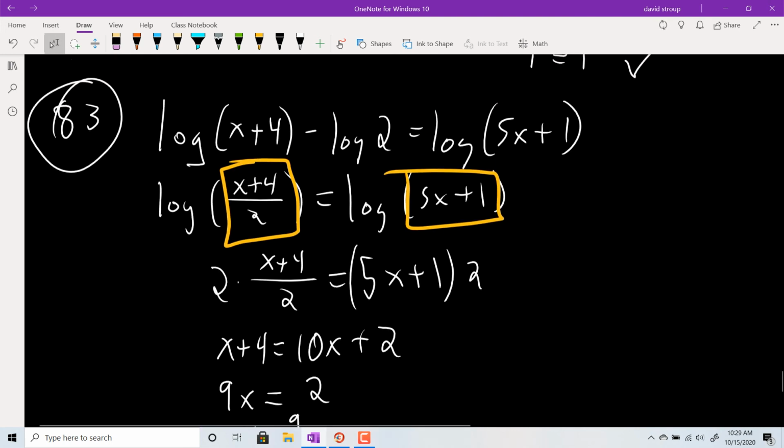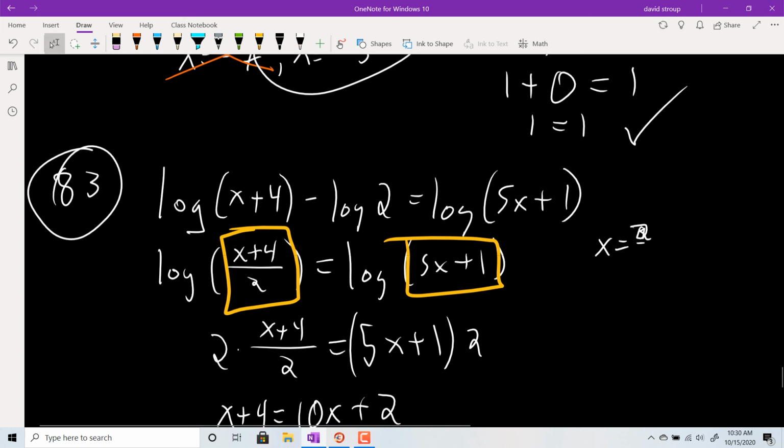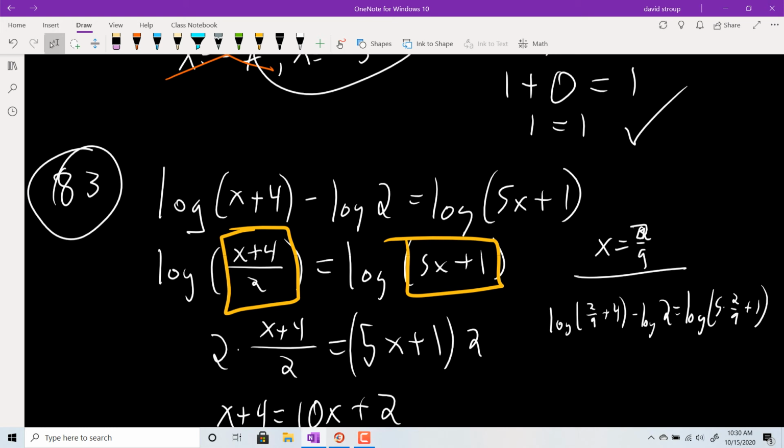Then we have to go back and check the thing. Or is it 2/9? That's what I get for going fast. Don't be like me. 2/9. Okay. Right. So we have log of 2/9 plus 4 minus log of 2 equals log of 5 times 2/9 plus 1. So that'd be log of 2/9 plus 36/9 minus log of 2 equals log of 10/9 plus 9/9.